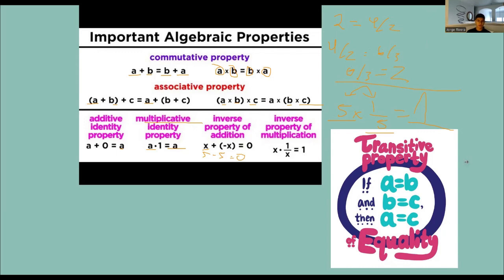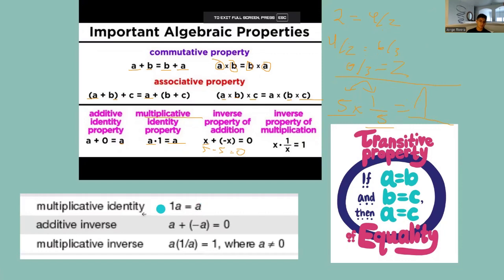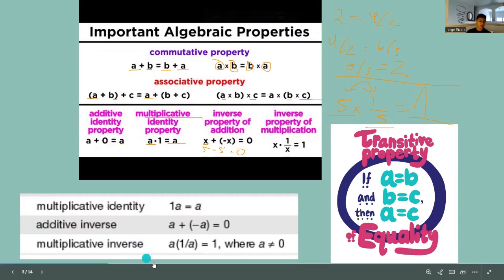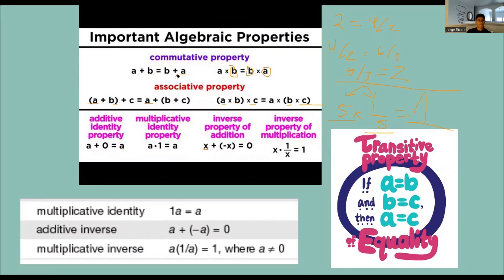All right, so on to the next one. These are basically the same thing, the multiplicative identity and the multiplicative inverse. So these are basically the same. It's all of this.